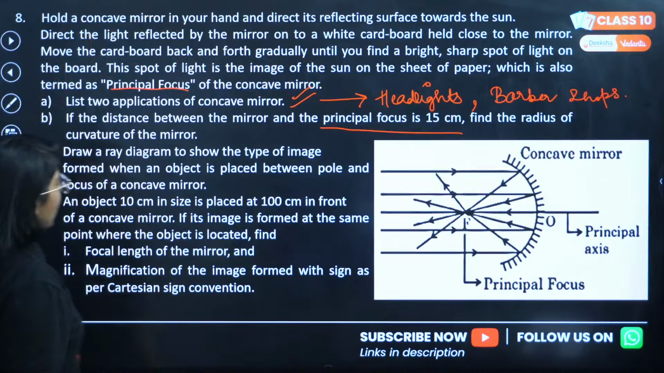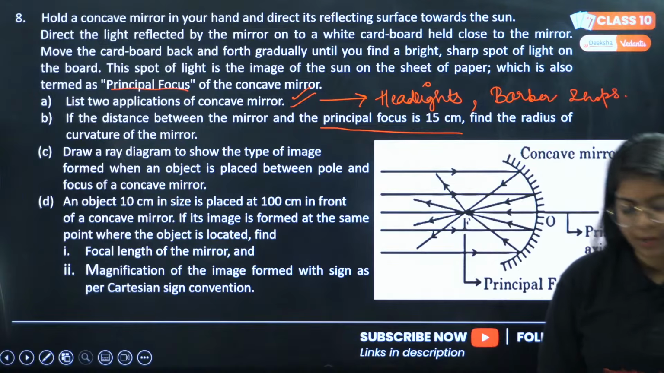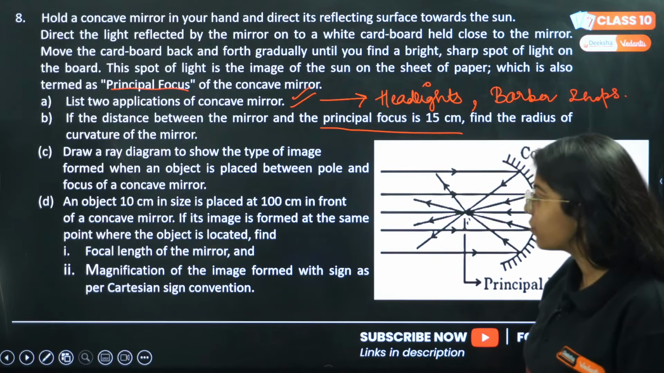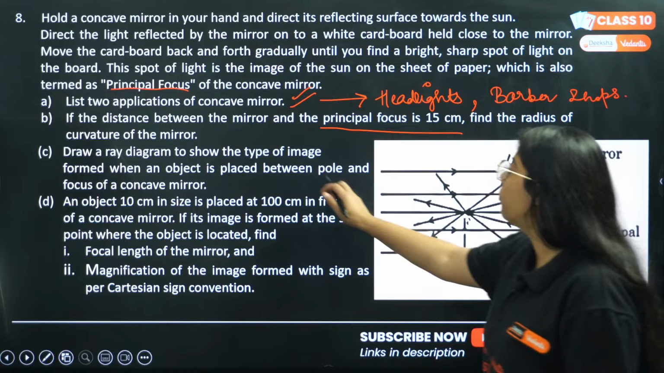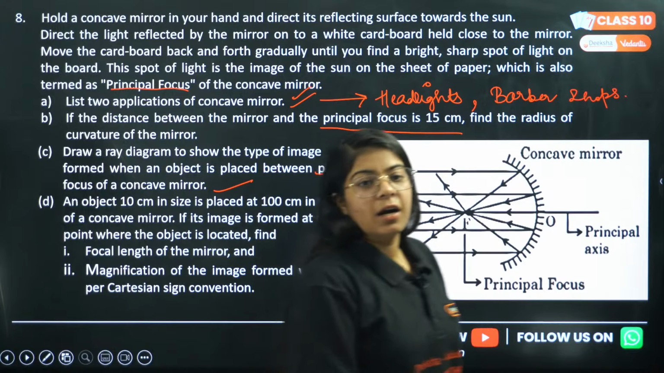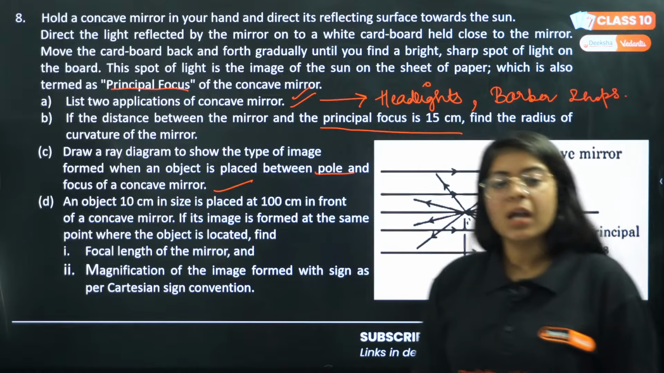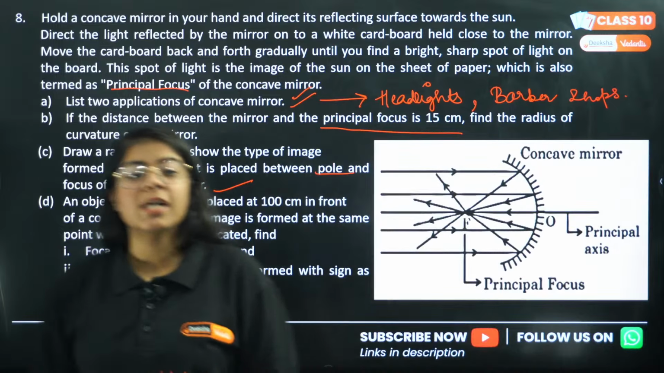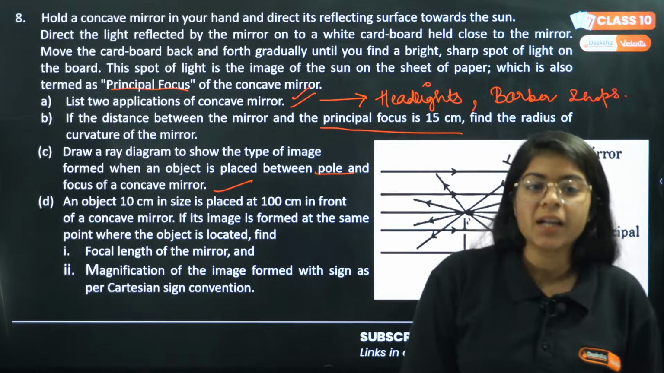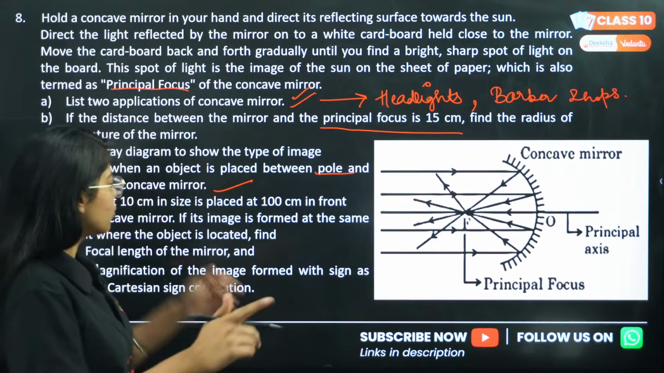So the C part, draw a ray diagram. Car, yes, headlights of car. Okay, so C part says draw a ray diagram to show the type of image formed when an object is placed between pole and focus of a concave mirror. Now can I trust you guys to make this diagram? If the object is between pole and focus, the image of concave mirror will be formed behind the mirror, that will be virtual, erect and enlarged. Correct? So you have to solve this by yourself.